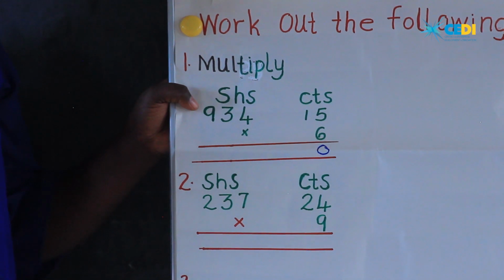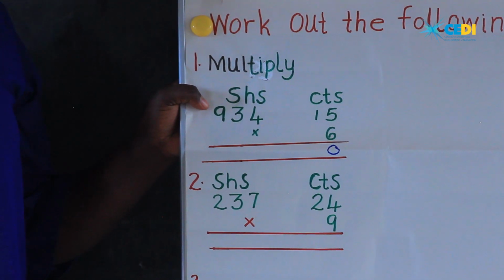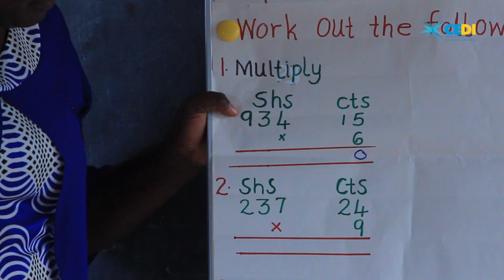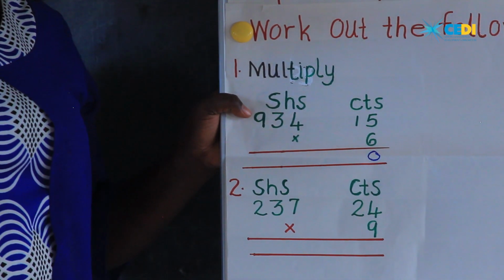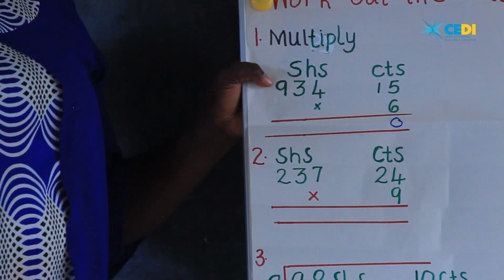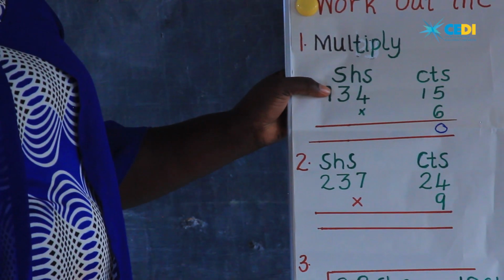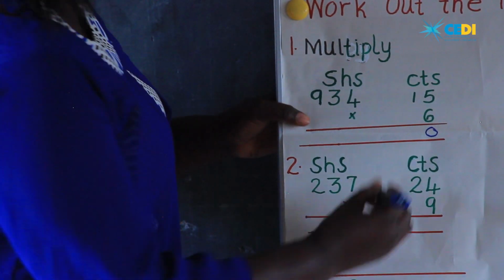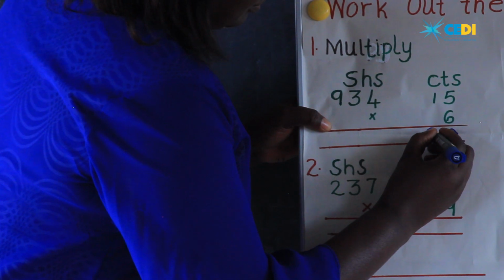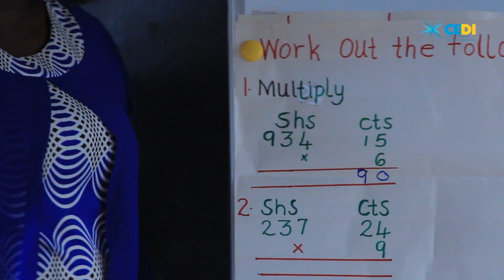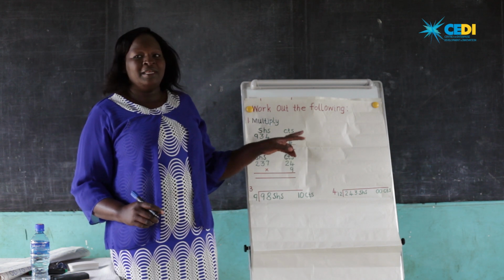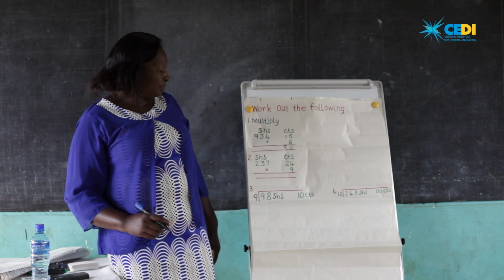6 times 1 is 6. But remember, we have carried 3 cents. So to the 6 cents, we add the 3 cents that we had carried. So we get 9. So meaning 15 cents times 6 will give us 90 cents.